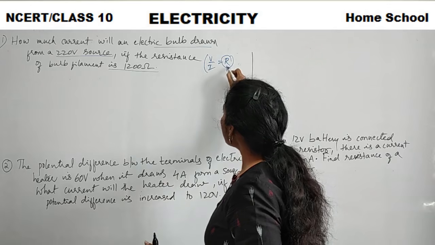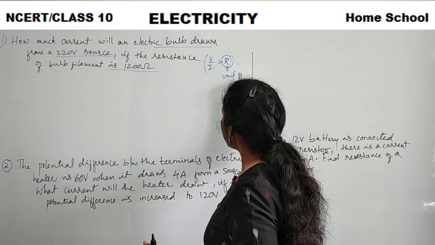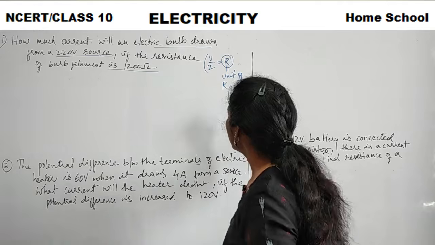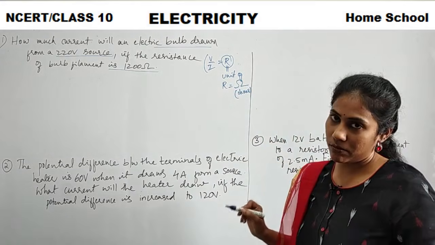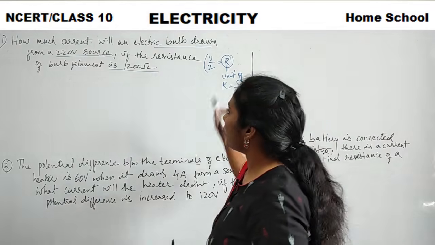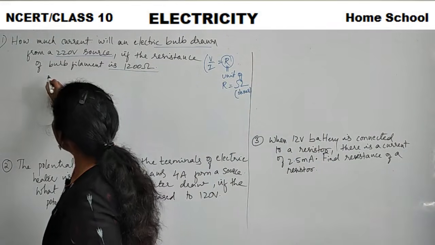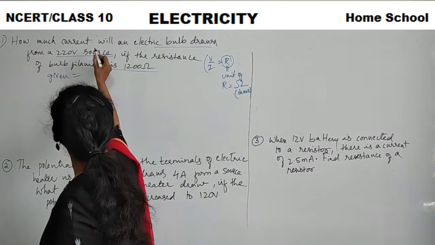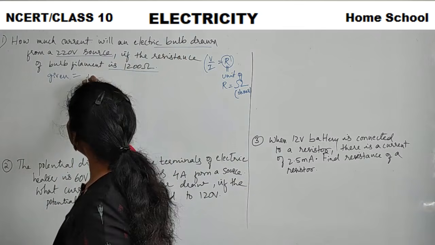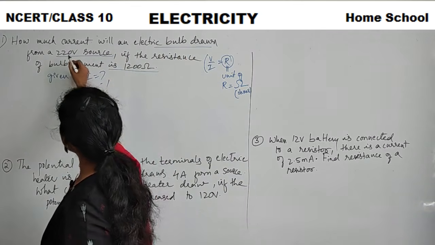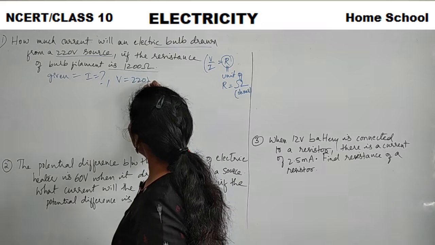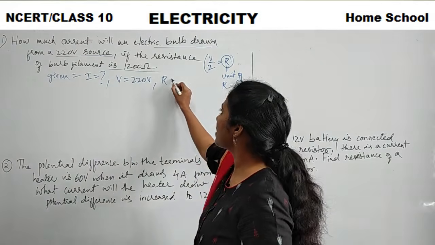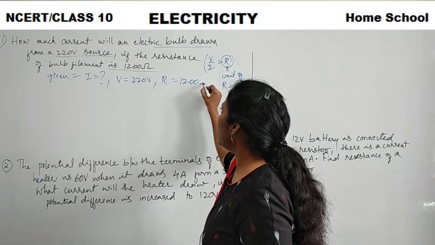And R's unit of resistance is ohms. This is how we indicate it; we call it ohms. This is the ohms symbol, the unit of resistance. So what is given? First you write the given information here. The electric bulb is drawing how much current? So I is what we have to calculate, but voltage is given, that is 220 volts, and resistance is given. The moment you see ohms, you know this is the value of resistance. So R is equal to 1200 ohms.